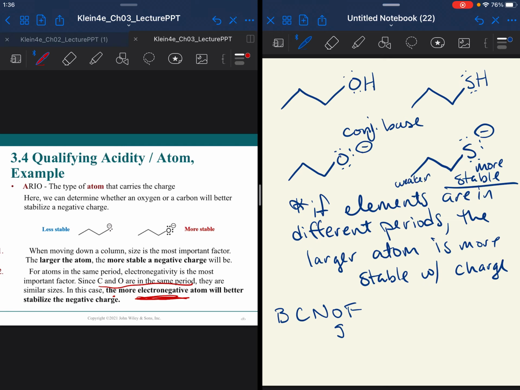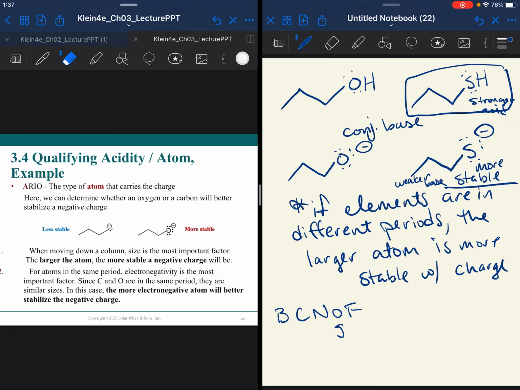We'll just fit that in here. Which in turn means that this would be the stronger acid, right? So just to recap, read on this slide.